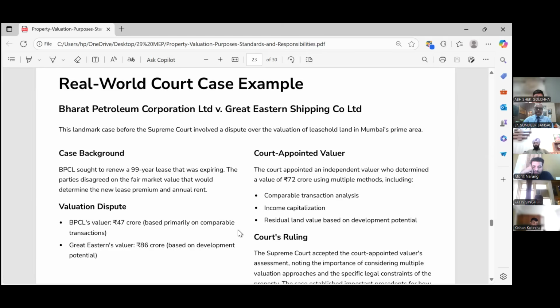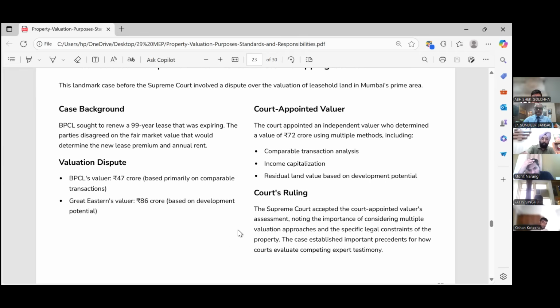BPCL's valuer gave the value as 47 crore, based primarily on comparable transactions, and Great Eastern's valuer gave the value as 86 crore, based upon the development potential of the property. The court appointed an independent valuer who determined the value at 72 crore using multiple methods, including comparable sale transactions, income capitalization, and residual value based upon development potential.